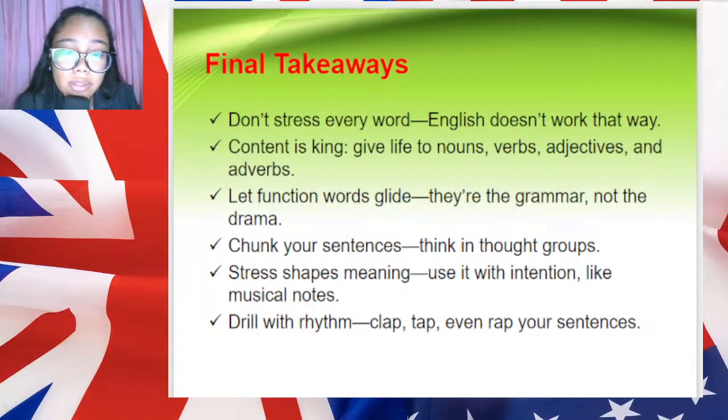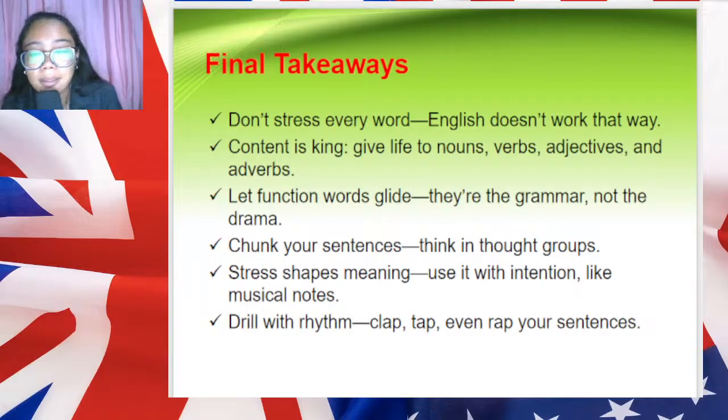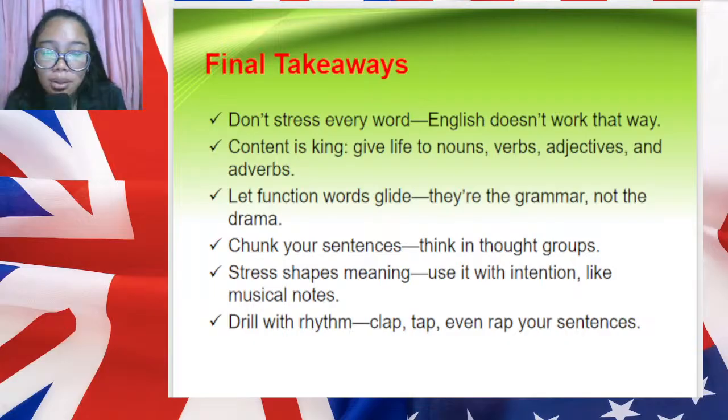Learning to naturally reduce these words not only makes your own speech sound more authentic, but it also frees up your mental energy to focus on stressing the actual content words, which is where the real meaning is, right? That's the third takeaway. Okay, third? Yeah, third. Let's move on to the fourth.